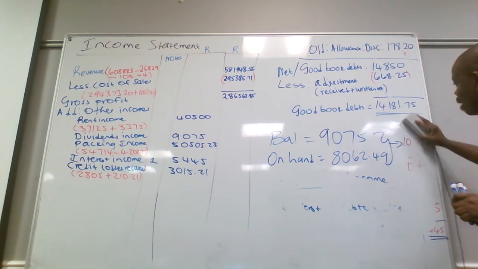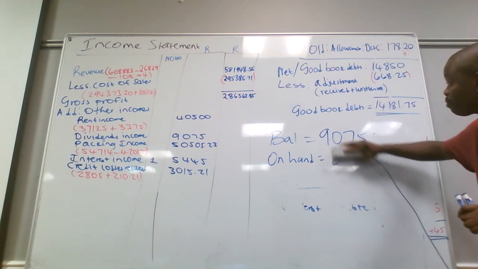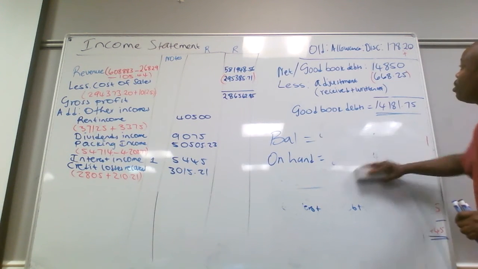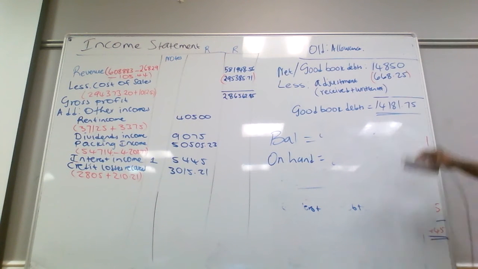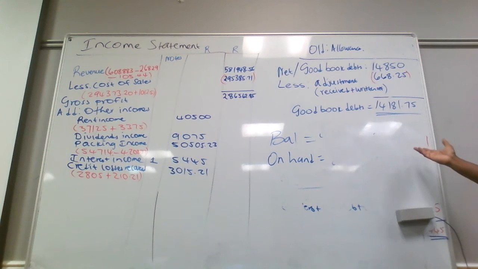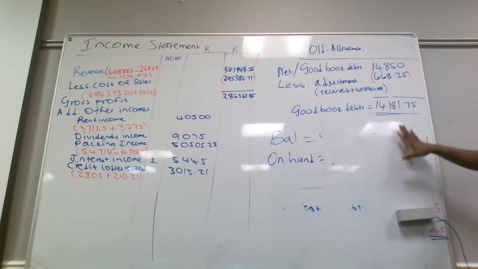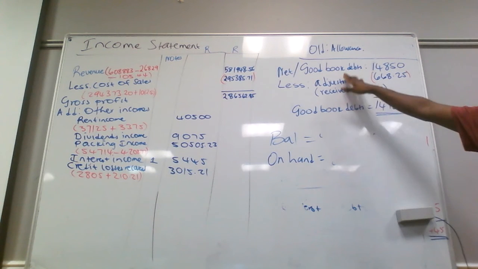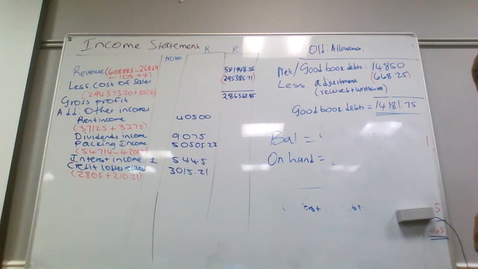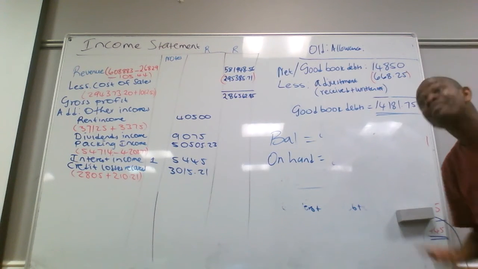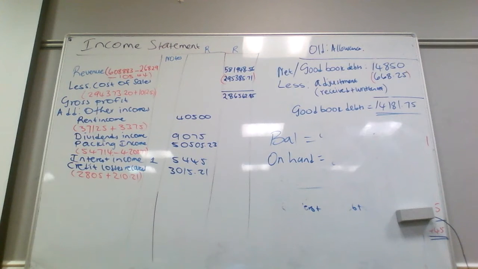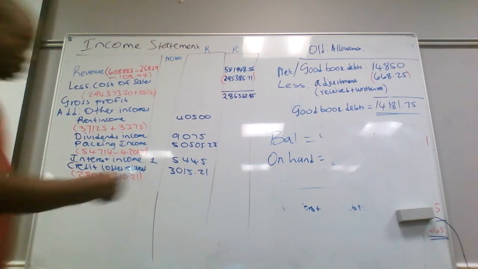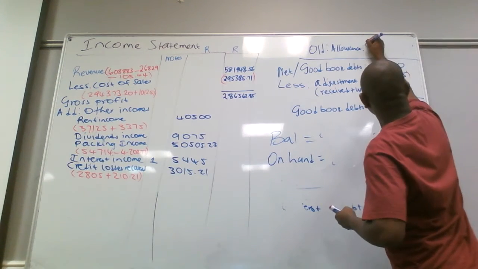But I need to change figures. Can you see? I'm going to change some figures, because I'm going to use the same technique. Even for the allowances, I must still use this. I still need good book debts, even though they didn't tell me. Unfortunately for the allowance. Okay, we are dealing with what now? Credit.